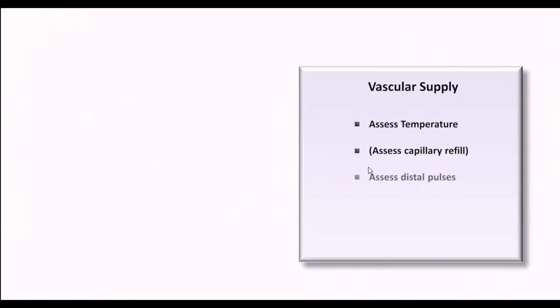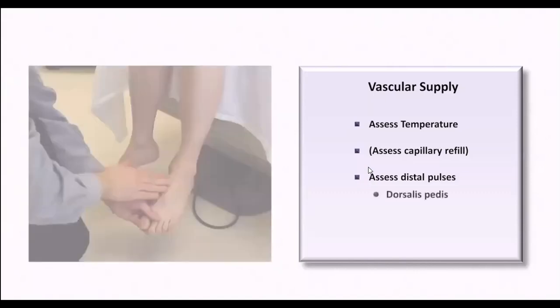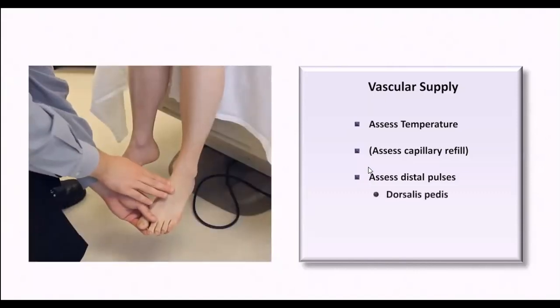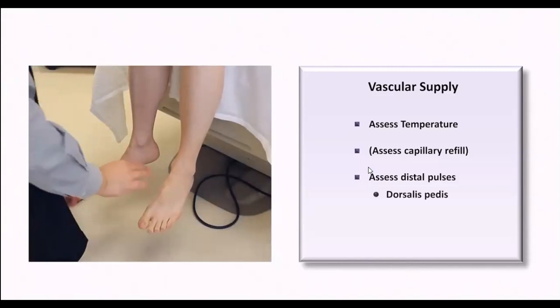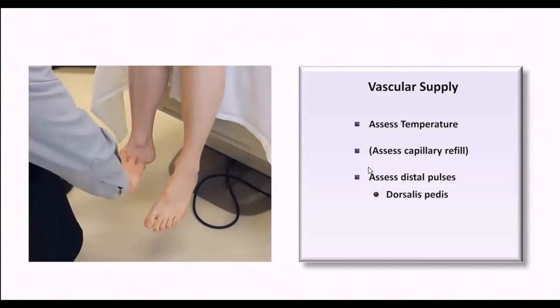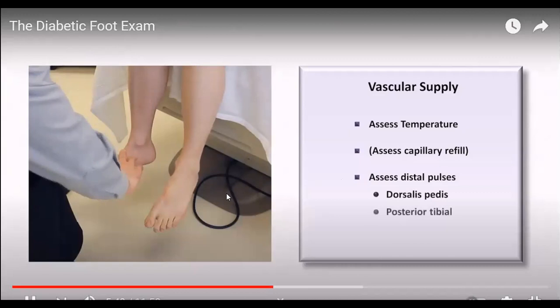Then we check the peripheral pulses. Always start assessment of pulses as distally as possible, and only bother with more proximal pulses if the distal ones are abnormal. The most distal pulses in the leg are first the dorsalis pedis pulse, which is found just lateral to the extensor tendon of the great toe, and second, the posterior tibial.